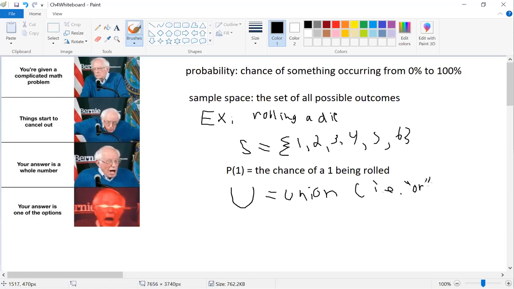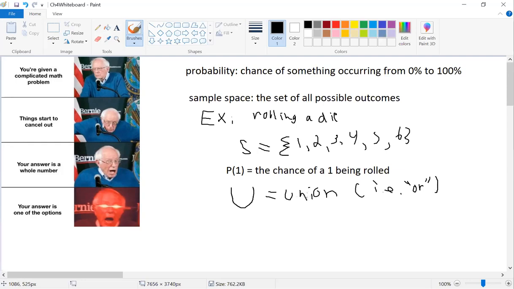And when we say or, we're talking about the computer science or, like as long as you have one of them. So if you really want to make it as clear as possible, you can say and or. So 1 and or 5. Although in this case, you can't roll a 1 and a 5 at the same time. So we just use or to keep it consistent.